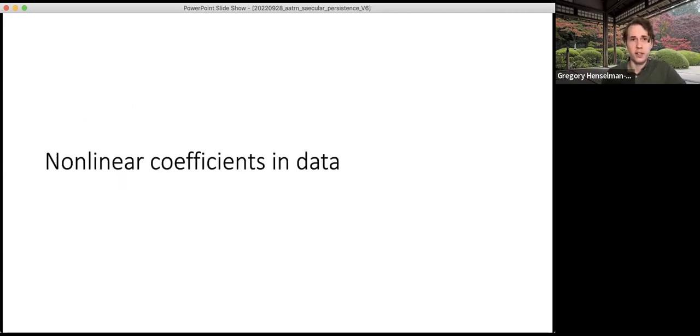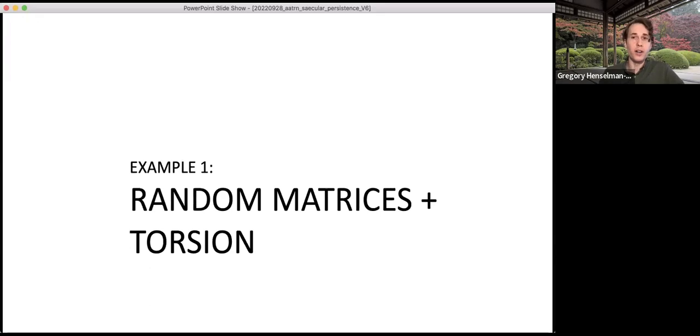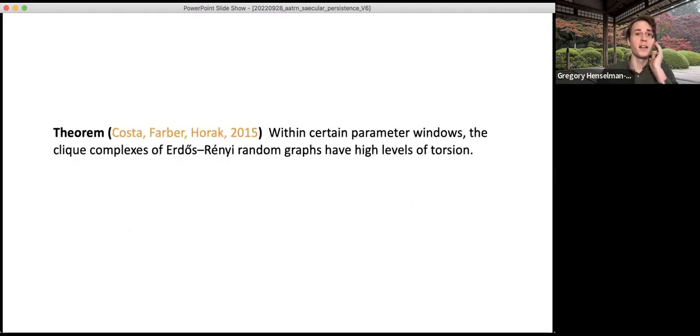To further motivate this work, let me say a few words about nonlinear coefficients in data and where they show up. So why, for example, might one care about torsion in homology with integer coefficients if you work in applications? Here's one example. There's a result by Costa, Farber, and Horak, which essentially says that within certain parameter windows, the clique complex of an Erdős-Renyi random graph will have high levels of torsion. You don't need to know exactly what an Erdős-Renyi random graph is. Essentially, you take some vertices and you connect each pair of vertices with an edge with probability p in an IID fashion.